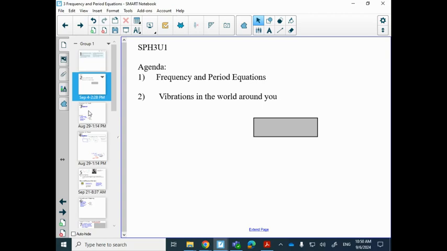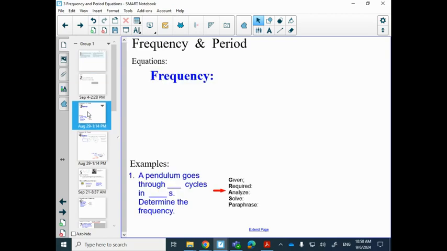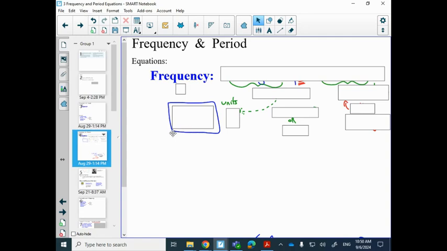More of the math to do with it today. And then we'll look at some vibrations in the world around us as well, just for interest. So let's remind ourselves of the main definition for frequency. Frequency, we already looked at previously, was the number of cycles per unit of time. I mentioned like the number of times per week that you go to the store or whatever, right?